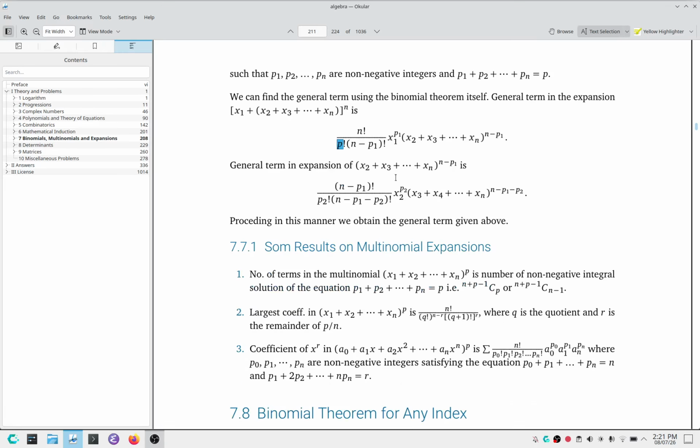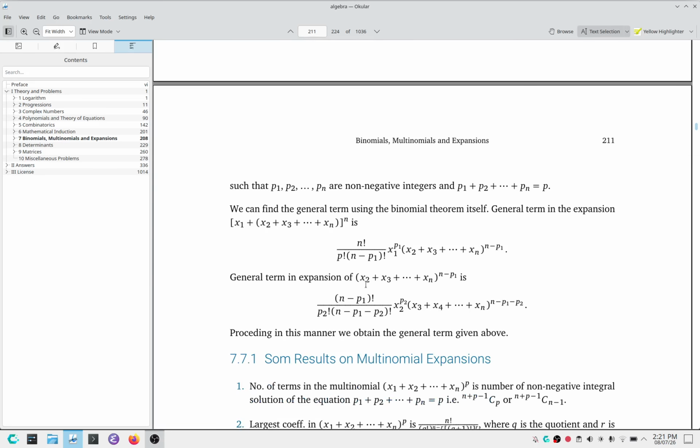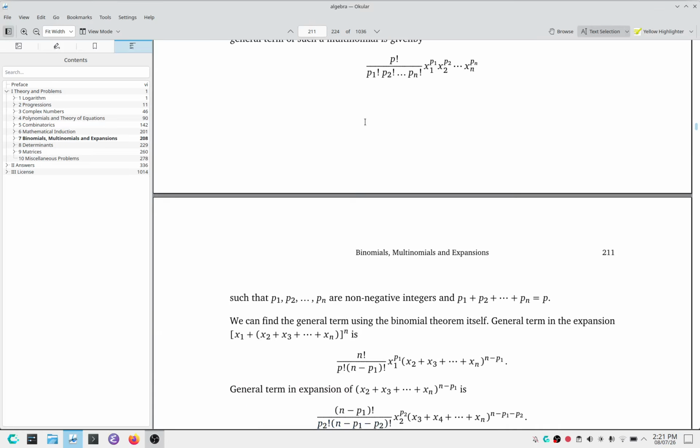Now you see that recursively you follow this and you get the general term which we have described over here. If you put the value of this over here, you will see that (p minus p1) factorial will cancel, and the denominator will contain p1 factorial times p2 factorial. Similarly, upon proceeding in a similar manner, we will have this general term.